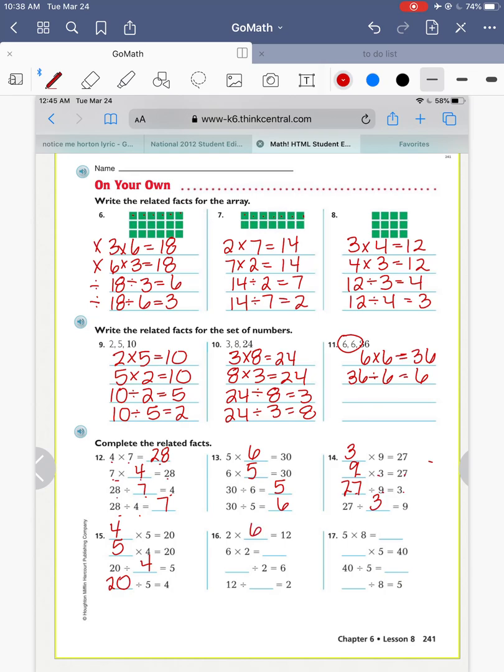2 times 6 is 12. 6 times 2 is 12. 12 divided by 2 is 6. And 12 divided by 6 is 2.